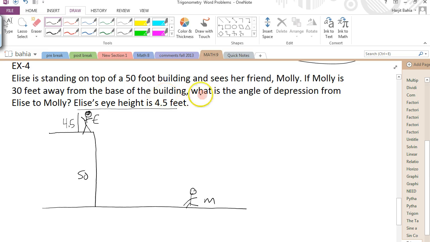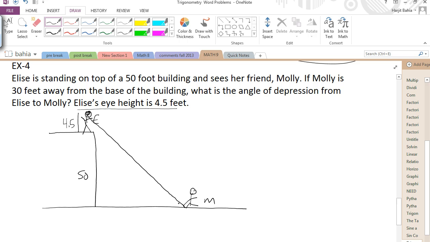What we're asking is, what is the angle of depression from Elise to Molly? So from Elise's eye to Molly's, I guess, her feet. Technically, we should specify part of her body, but it should be from eye to eye, actually, but whatever. So from Elise's eye, because her eyes are 4.5 feet above the ground, like the question said, to Molly. What is the angle of depression?